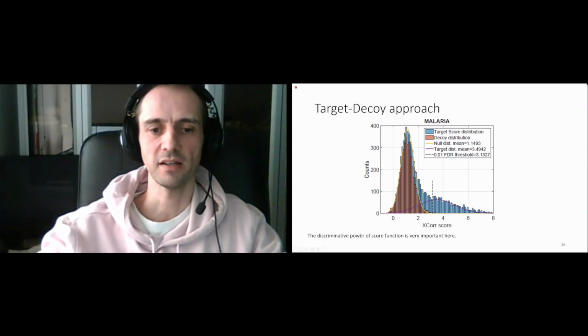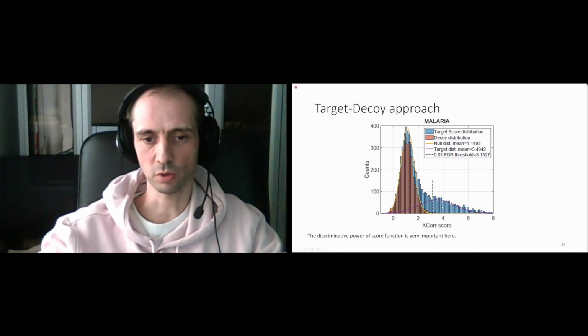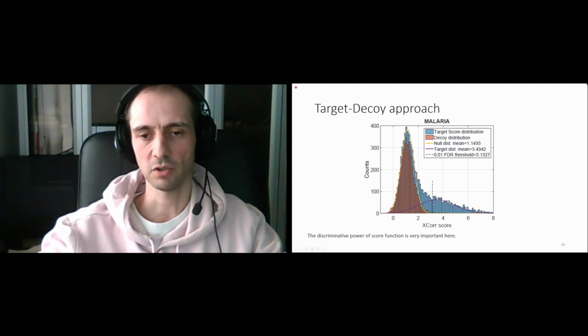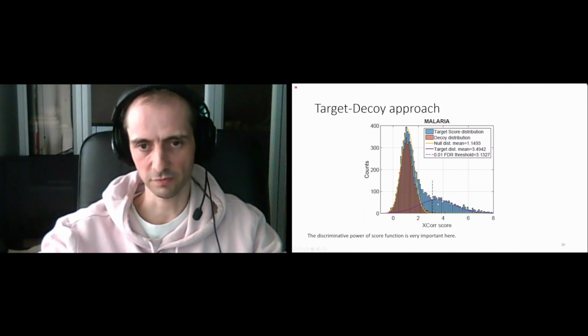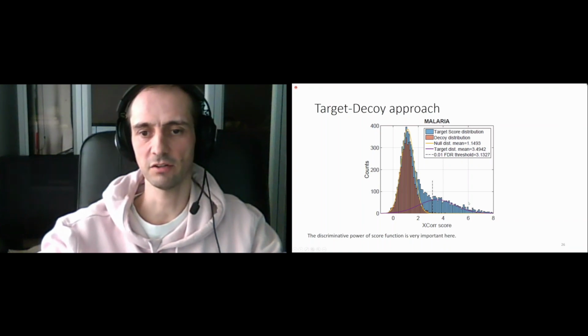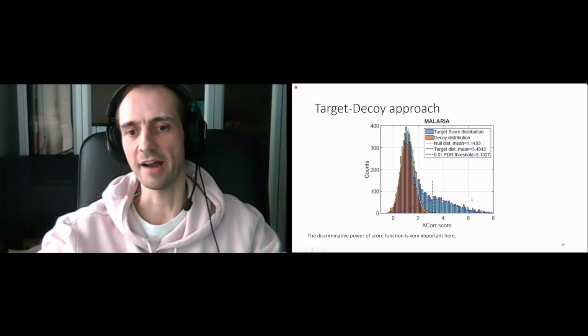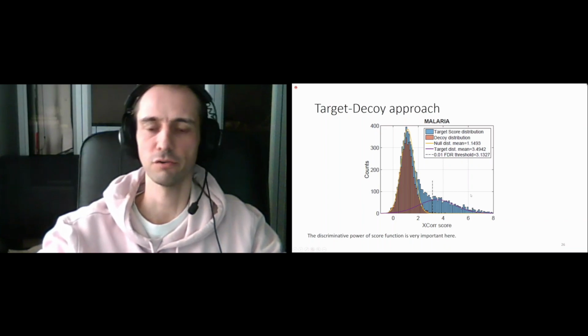That's why the discriminative power of the scoring function is very important, because then the scores of the correct spectrum-peptide annotations would be higher. So you would get a mode for the correct peptide spectrum annotations here.